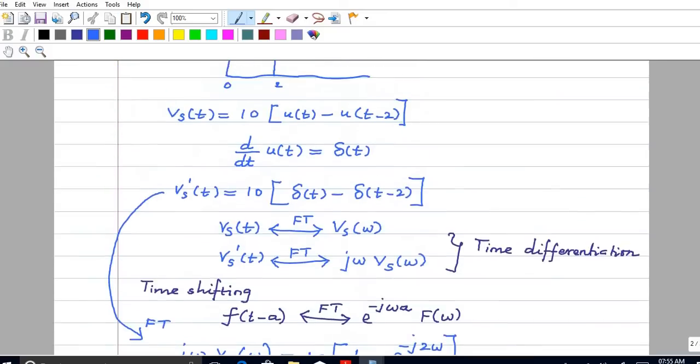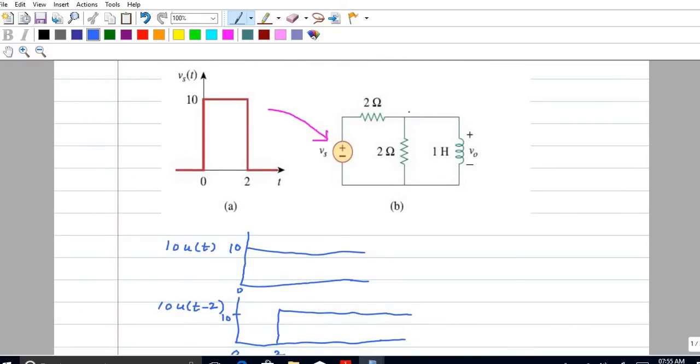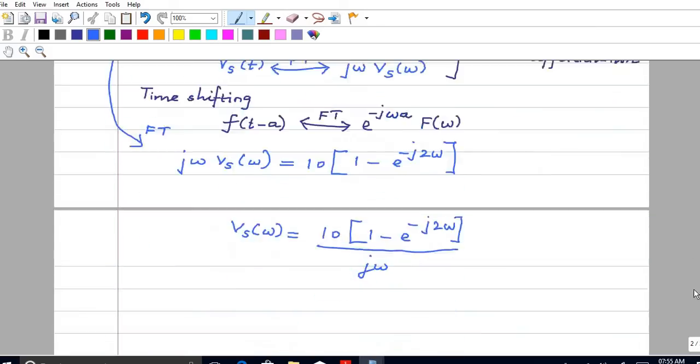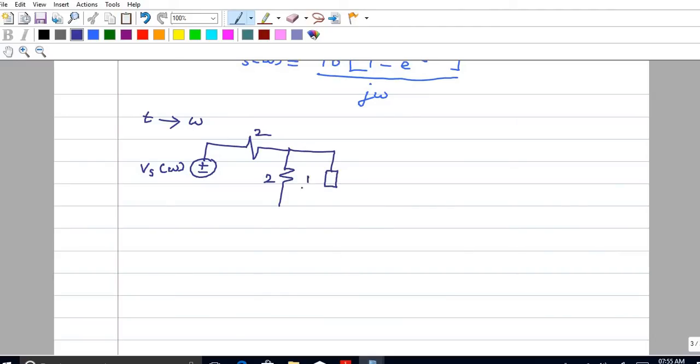So we'll try to analyze the circuit. This circuit is in the time domain. We'll try to convert the circuit from the time domain to the frequency domain. So Vs of t becomes Vs of omega. The resistor value will not change, whereas we have a 1 Henry inductor, and the corresponding impedance is j omega.